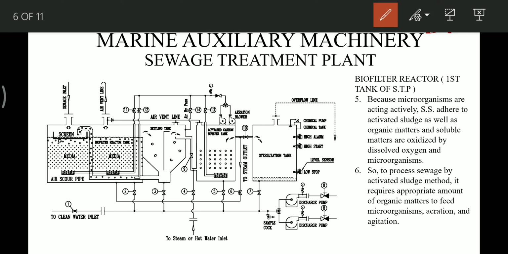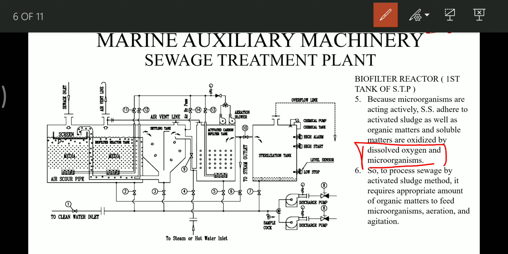Because the microorganisms are acting actively, the suspended solids adhere to the activated sludge, as well as the organic matter, and soluble matters are oxidized by the dissolved oxygen and the microorganisms. So basically, this reaction takes place with the help of these microorganisms and in the presence of dissolved oxygen.